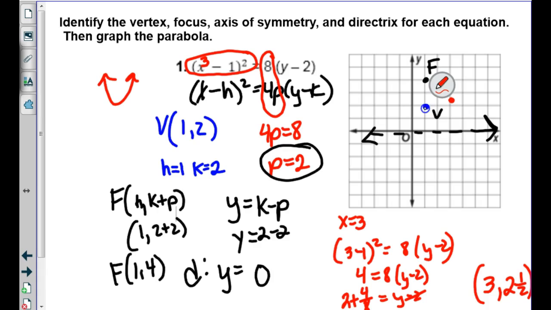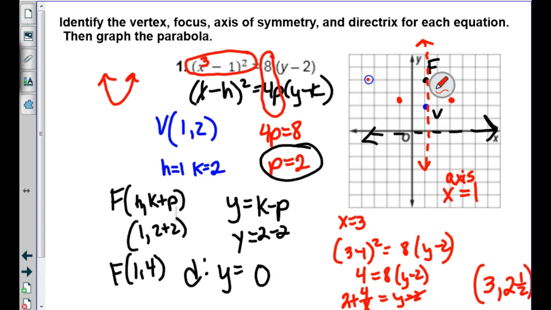So if you went the other side of this, you'd have another point because there's an axis of symmetry that we forgot to write down the equation for. That would be x equals 1 because it's right through the vertex.